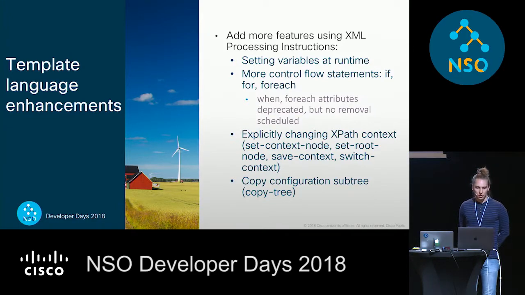So a few instructions that we introduced allow you to, for example, introduce new variables or change the value of a variable at runtime. And there is certain control flow statements like if, for each. And now we allow you to explicitly change context in which the XPath expressions are evaluated. And there is a convenience instruction that allows you to copy a configuration tree if the model is the same.